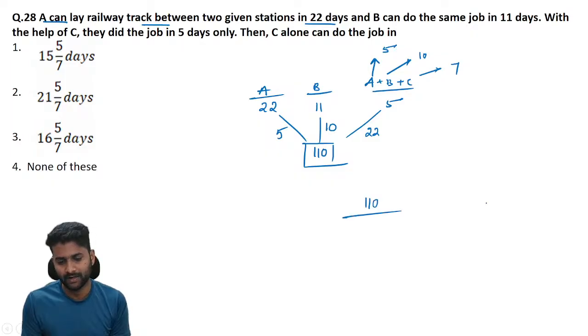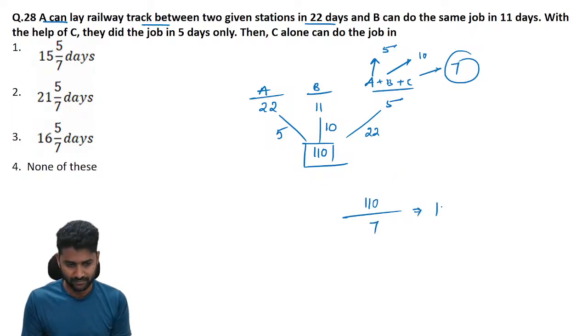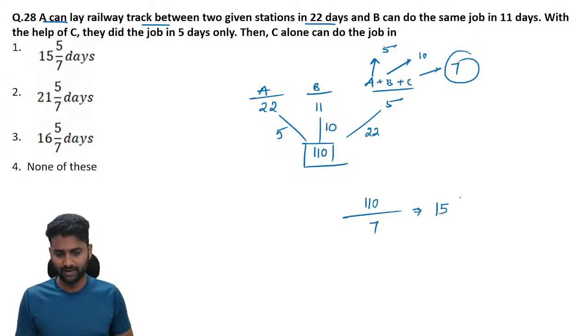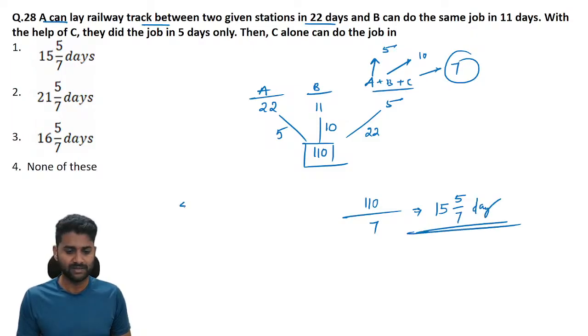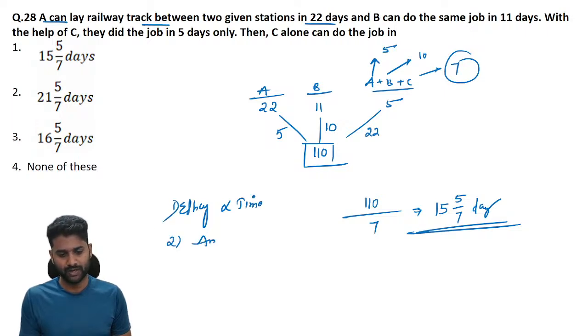Now 110 units, and we are assigning it for only C. C's efficiency is 7 units per day. So 7 into 5 is 35, 7 into 15 is 105, and the remainder is 5, so 15 5/7 days. Efficiency is inversely proportional to the time. If you want to distribute the amount here, it is directly proportional to the efficiency.